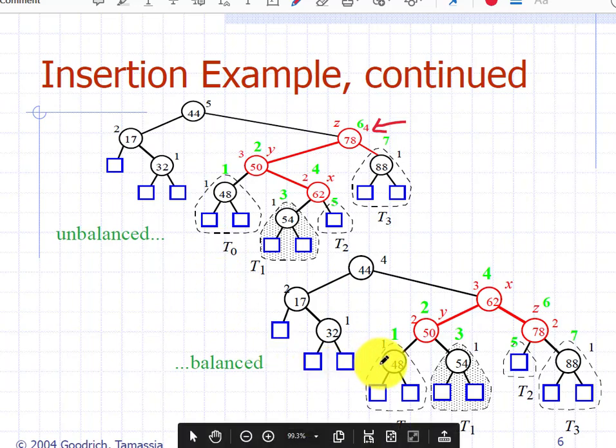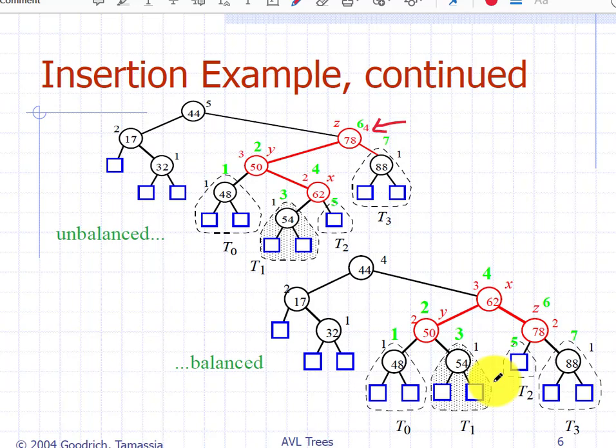So your T0 will be 50's left child. Then your T1 will be 50's right child. Your T2 will be 78's left child. And your T3 will be 88. It's not difficult. It looks difficult. If you're looking at this and trying to investigate how these subtrees were organized, you might confuse yourself. But if you just remember that the subtree sequence remains the same, then you will have no difficulty. Because all you got to do is disconnect the Lego blocks and reconnect them when you're done.